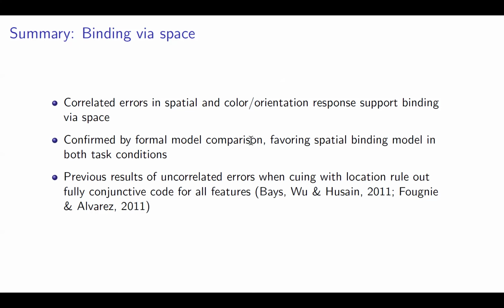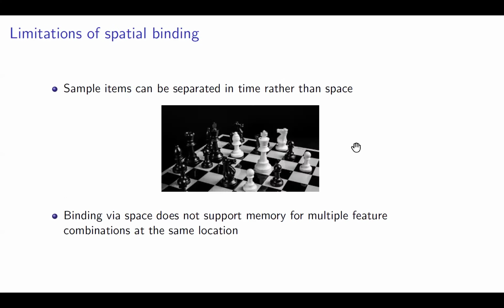Okay, so that was the spatial binding part. Now, a limitation of that is, of course, that items can be separated in time rather than space, so they can occupy the same location at different times. That's very clear in the example of the chess game that I started with. If I'm planning a move, I may think that, okay, now I'm striking out that piece, and now another piece is going to be there, and they're going to occupy the same location just at different times. And you still have to keep them apart and remember both of them.